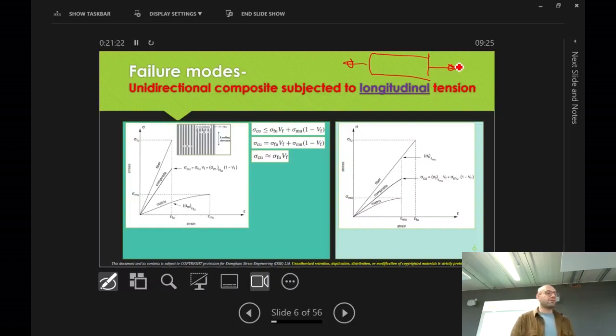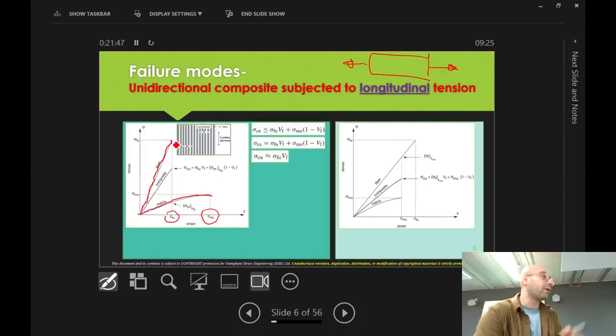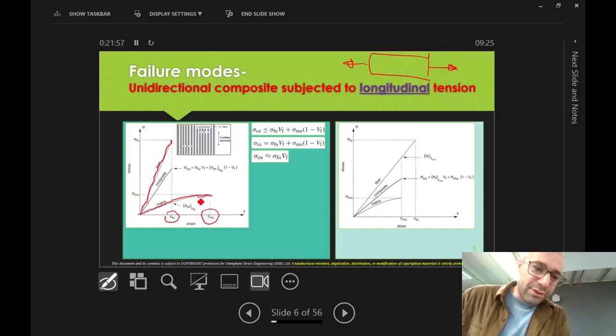So, on the left-hand side, you're seeing 2 composite systems. On the left-hand side, the same fibers. You'll see an epoxy or a matrix that has got a failure strain higher than the failure strain of the fiber. So this is the matrix, and this is the fiber. The fiber on its own. So we're not talking about the fiber in the composite system, just the fibers on their own. Let's say just carbon fibers. And this is the matrix.